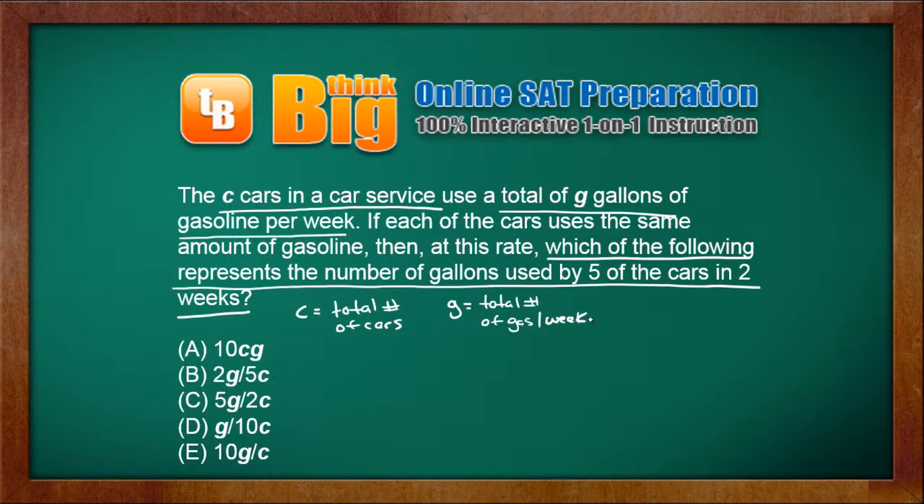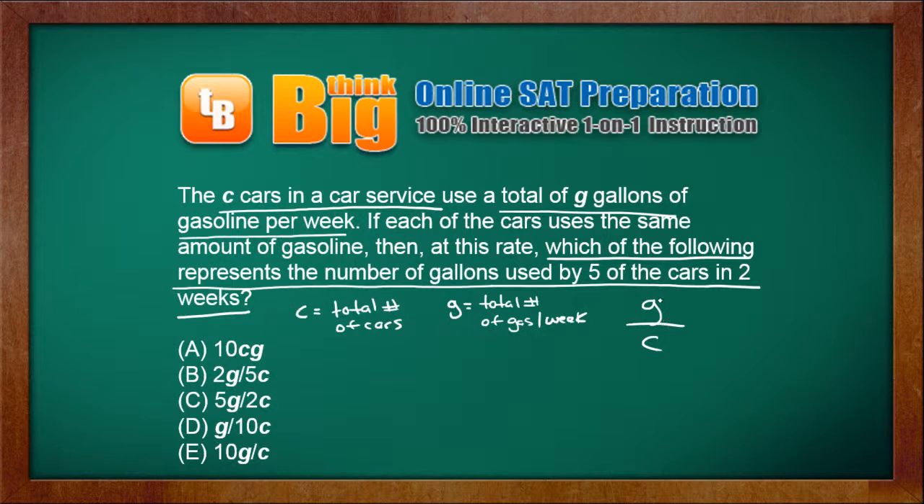To find the amount of gas that a car uses per week, divide G, the total number of gallons of gas used per week, by C, the total number of cars. Then to answer the question, which of the following represents the number of gallons used by 5 of the cars in 2 weeks?